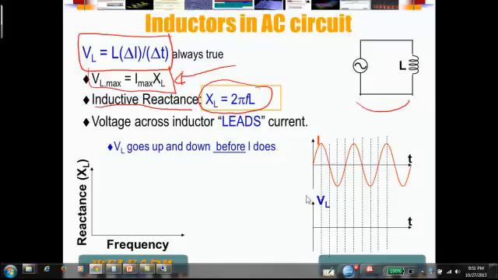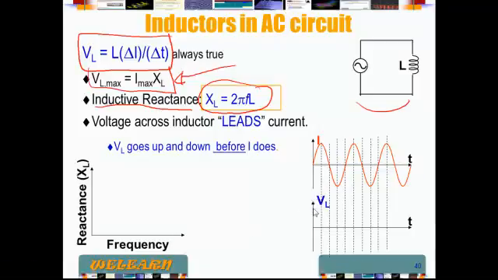So when the current is 0, the voltage is maximum. When the current is maximum, the voltage is 0. So we are going to have it somewhat looking like this.